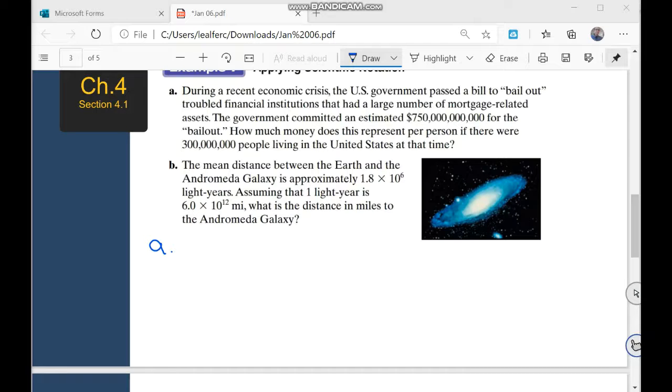Okay. During the recent economic crisis, don't focus on the whole story. Let's just focus on the numbers. And we have one number here, 750. I think this is billion, right? $750 billion. It's going to be divided among 300 million people. This is just a division with very large numbers. Okay, $750 billion divided by 300 million people, right?